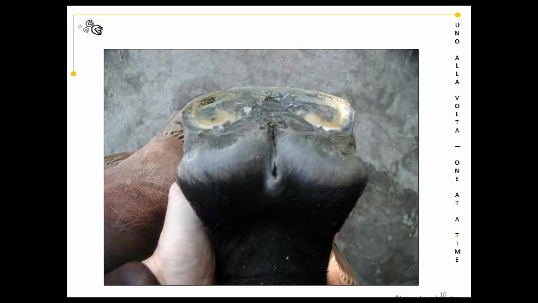And then we have bilateral contraction beyond the vertical. Now the same thing happens on both sides of the hoof. Bilateral contraction beyond the vertical, or BLCBV.